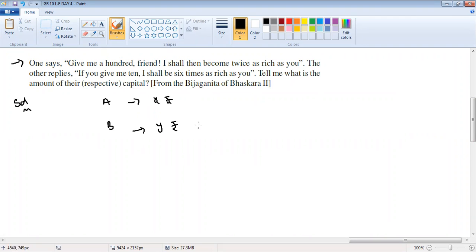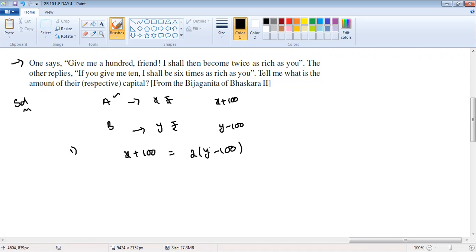Using the information, what is it telling? Case 1: give me 100. Who is asking? Person A is asking. So now person A has expressed 100 rupees. Am I right? Yes, sir. When you give 100 rupees, I shall become twice as rich as you. Now see, in this case, y has 100 rupees less. Am I right, ma?